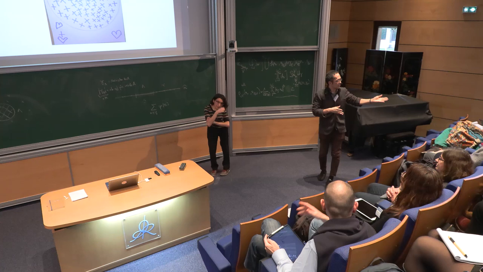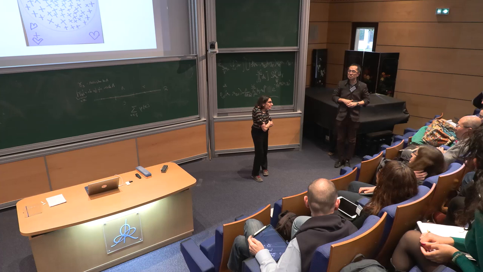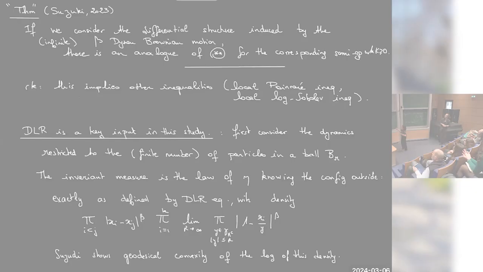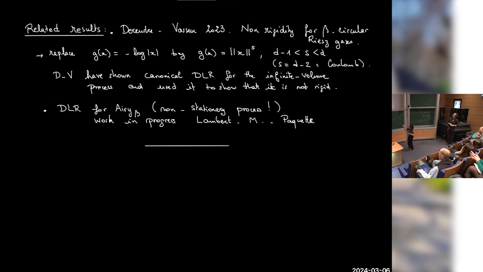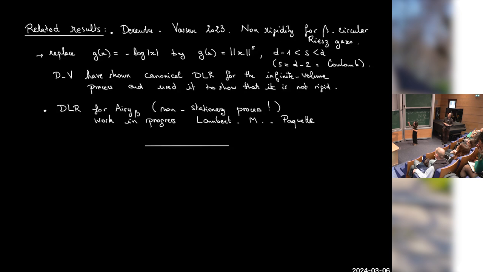You mentioned that at some point, when you have a Riesz interaction, you don't have number rigidity anymore, but you still have a version of DLR? Yeah, this is the work of David with one of his students, Thibaut Vasseur. Here we are not in dimension one, but in dimension d. With the Riesz interaction, instead of a log, you put the norm of x to some power s, and you can play with s. For some range of parameters, when s is between d minus 1 and d, they have a canonical DLR, and they use it to show that it's not rigid.